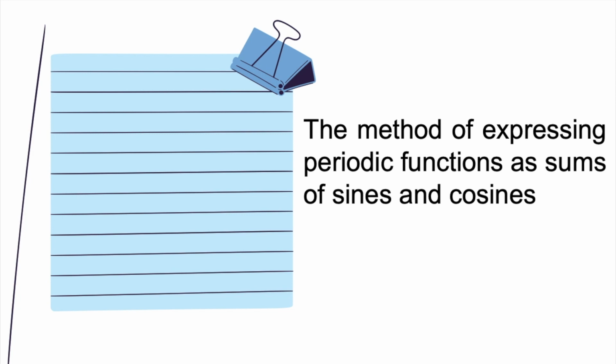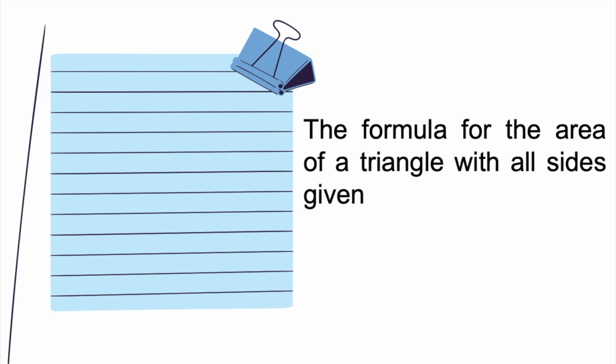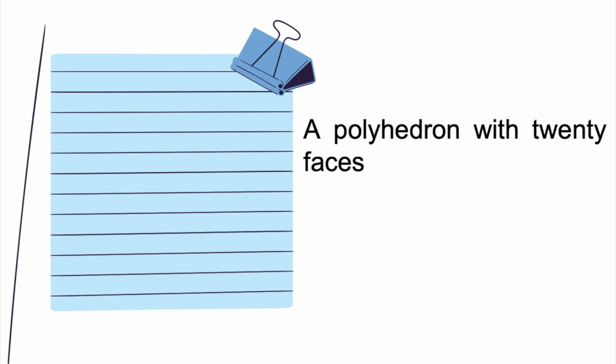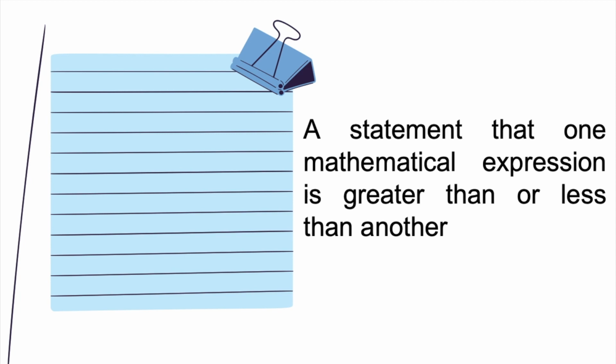The method of expressing periodic functions as sums of sines and cosines. Harmonic analysis. The formula for the area of a triangle with all sides given. Heron's formula. A polyhedron with 20 faces. Icosahedron. A statement that one mathematical expression is greater than or less than another. Inequality.